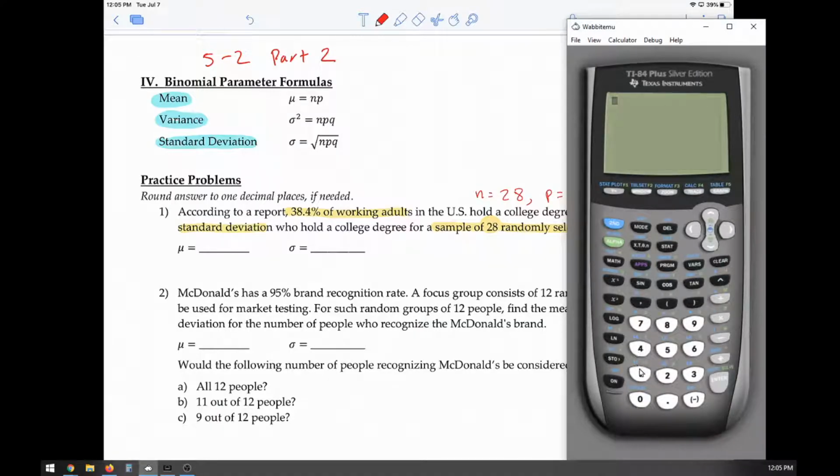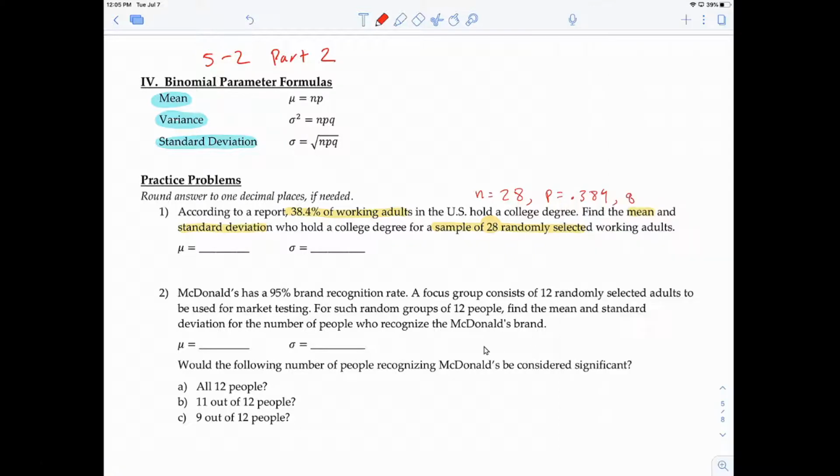Okay, so we get the following. We get 1 minus 0.384, which is 0.616. All right, so we have everything that we need. So the formula for the mean for a binomial distribution is n times p. So that's going to be 28 times 0.384. And the formula for sigma, the population standard deviation, is equal to the square root of n times p times q. So q is 0.616.